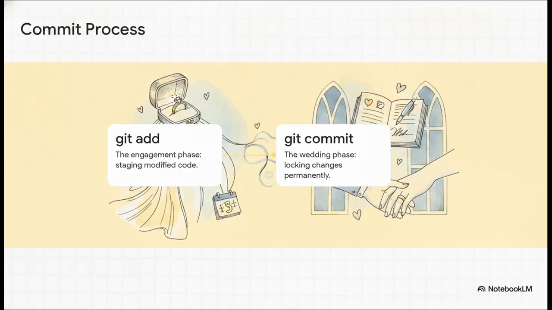Now, to actually move your files through those statuses, we use a really simple two-step process. And honestly, it's incredibly easy to remember if you just think about real-life relationships. Step 1 is the command git add. This takes your modified code and moves it to the staging area. Think of this as the engagement phase. You're preparing to make it permanent, but hey, you can still back out if you need to. Step 2 is git commit. This is the wedding phase. You are officially locking that code into your permanent historical record. You even leave a commit message, like adding a new login button, which is essentially your legally binding signature.